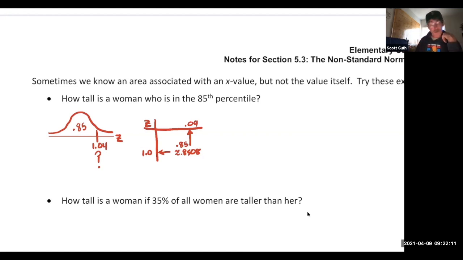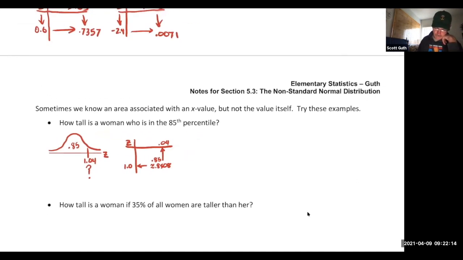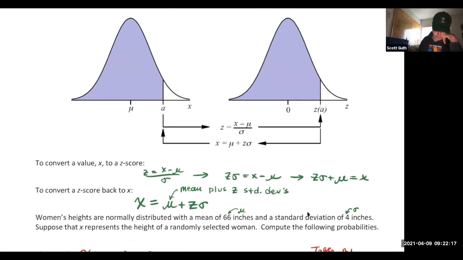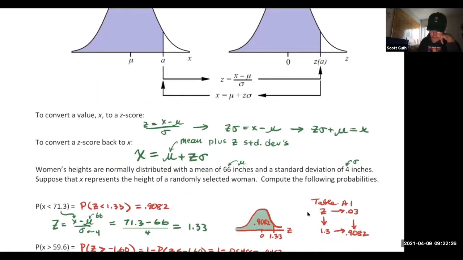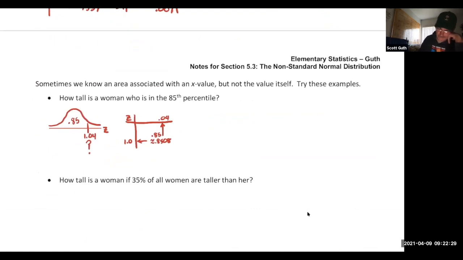But that doesn't tell me how tall she is. So I would just remind you of the formula up above to convert z to x. We use this formula. X would be her actual height. So x is mu plus z sigma. Let's go ahead and do that down here. Again, she's 1.04 standard deviations above the mean. So all you have to do is take the mean, which was 66, and add 1.04 times the standard deviation, which was 4 inches.